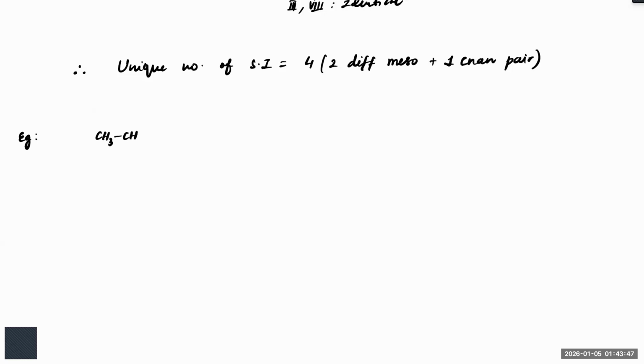CH3, CH double bond CH, CH double bond CH, CH double bond CH, and CH3. This is how it is present. So now check out how many units we have. 1, 2, and 3 units we have. Here I'm taking the similar case which has a symmetry.